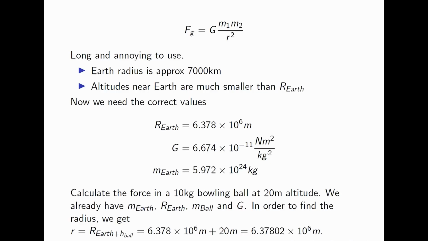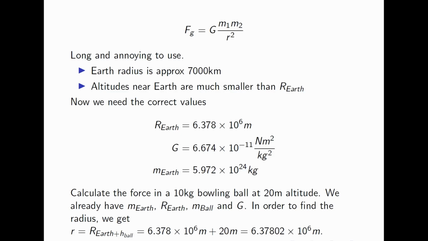So as you can see here, we have the law up here, Fg equals G M1 M2 divided by R squared. So as I said, it's a long and annoying to use. It's a little bit cumbersome. So let's take an example. Let's say the Earth radius is approximately 7,000 kilometers. And we can also say that altitudes near Earth are much smaller than our Earth. So for example, if I take a bowling ball and lift it up 20 meters on a ladder, something like that, the altitude that I've gained, the 20 meters, is insignificant compared to the radius of the Earth.